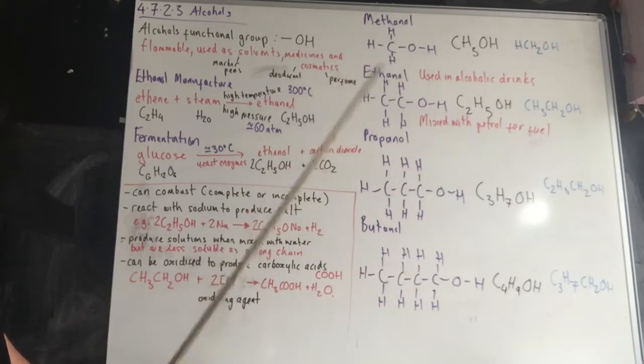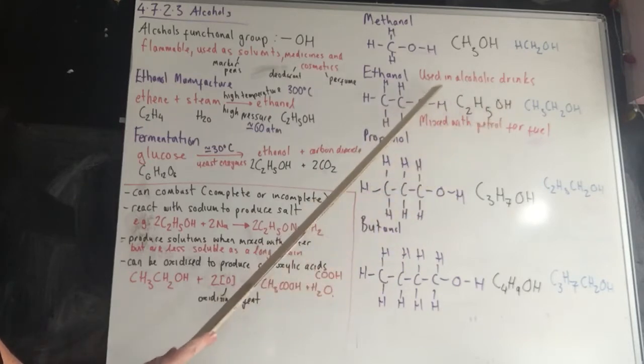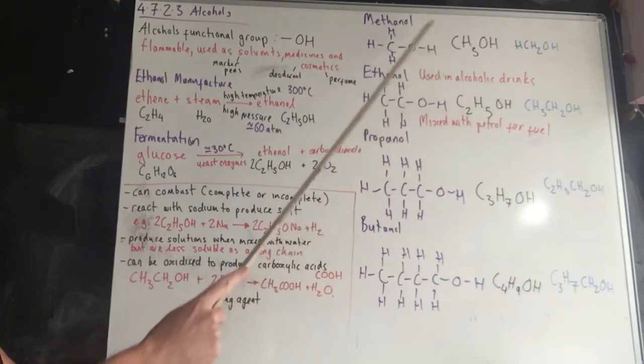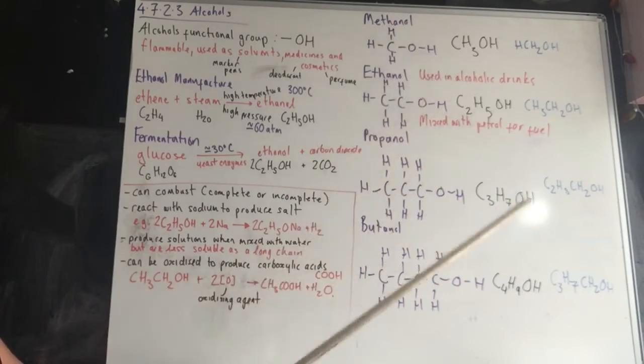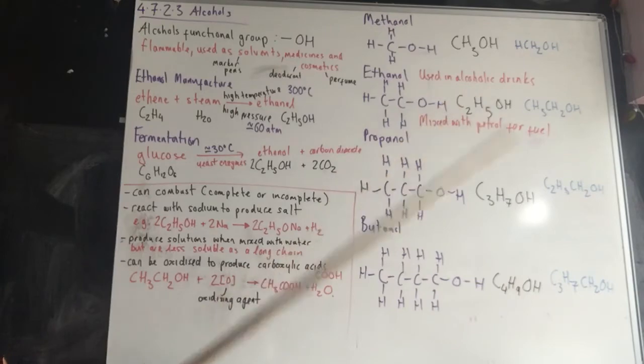Ethanol, 2 carbons, so it's C2H5OH, OH being the functional group, and you can see that OH is a feature in all of them. Ethanol is used in the alcoholic drinks industry, and it's also mixed with petrol for fuel.